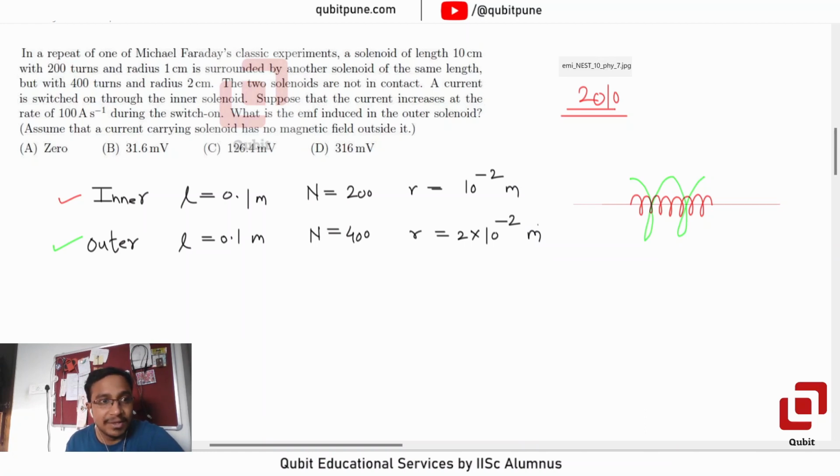They have given us the rate at which the current increases, which means we can now use the formula that epsilon is equal to negative M di by dt. So all we need to determine is the mutual inductance now. Raise your hands if you understand that.